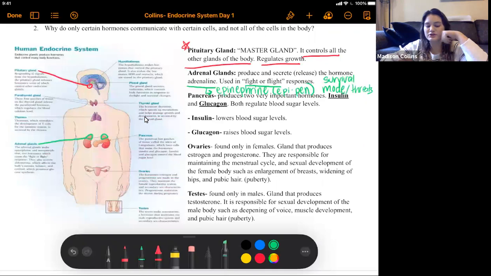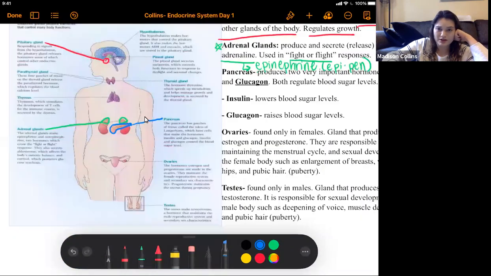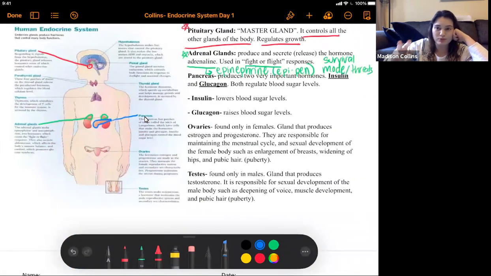All right, the third structure we need to know is known as the pancreas. So the pancreas is this funny looking structure right here. I'm highlighting it in blue. And the pancreas is pretty important because it produces two very important hormones that you need to function. And those two hormones are called insulin and glucagon. Those two hormones are going to regulate blood sugar levels.